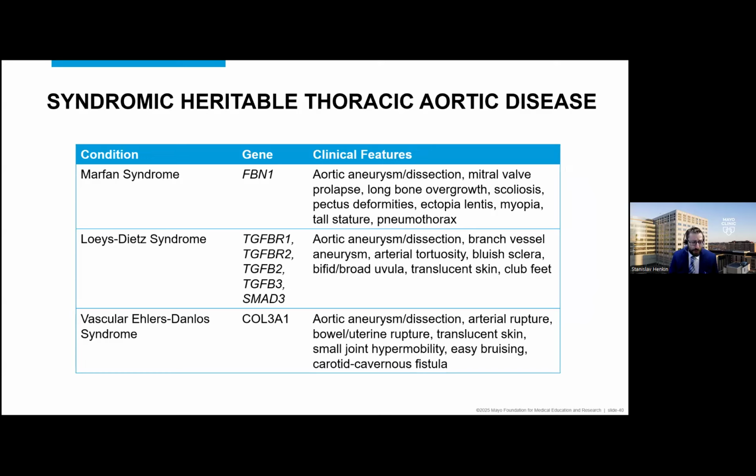And then the last one to consider is the vascular Ehlers-Danlos syndrome. This is less common in our cardiac practice, but something that if you're at an aortic center, you will see as well. This is a pathogenic mutation in COL3A1, and this is also associated with aortic aneurysm and dissection. But the big thing to remember is bowel and uterine rupture.